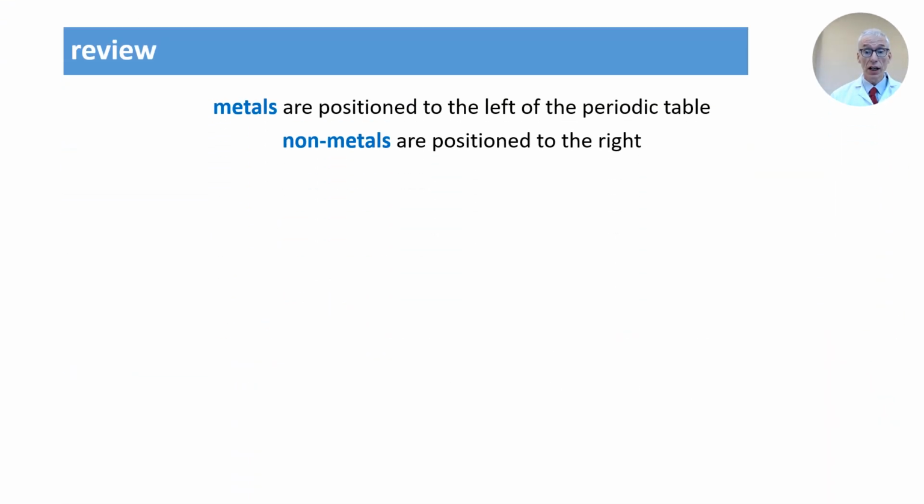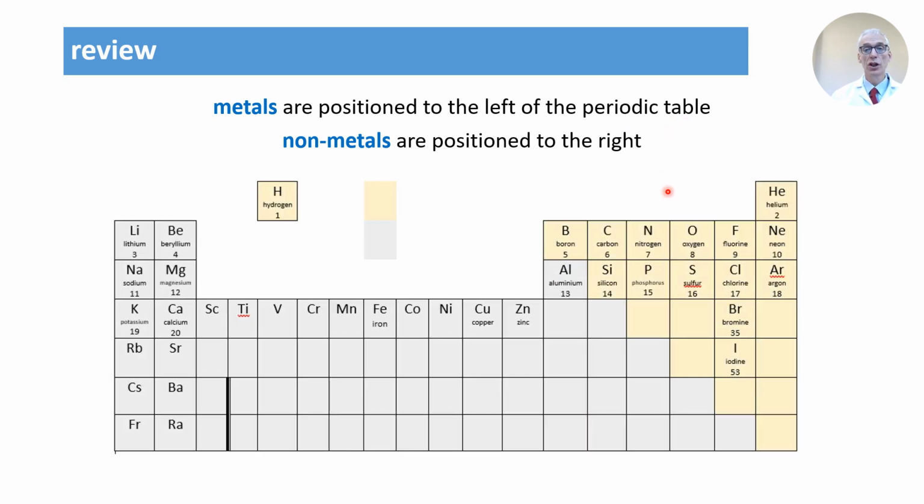So the first idea to review is that of metals and non-metals. We can see that metals are positioned to the left of the periodic table and non-metals are positioned to the right. So we have a grey background for the metals, a beige background for the non-metals.